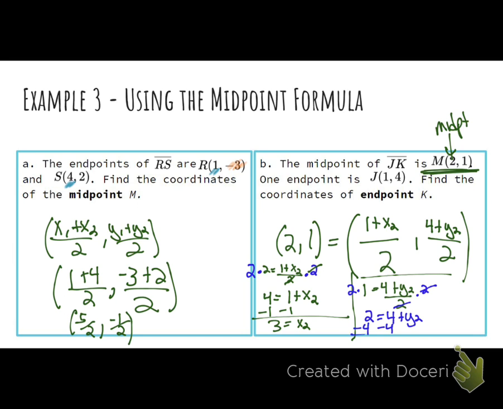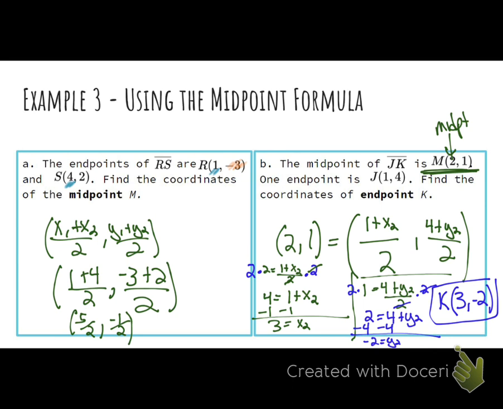I need to get y2 by itself. Yep, I'm going to subtract that 4. 2 minus 4. I heard somebody say it. Yep, Camille. That's perfect. Nice work. -2. Okay, so we're going to go here and we're going to write our coordinate point for K. So K is 3, -2. And that's your answer.